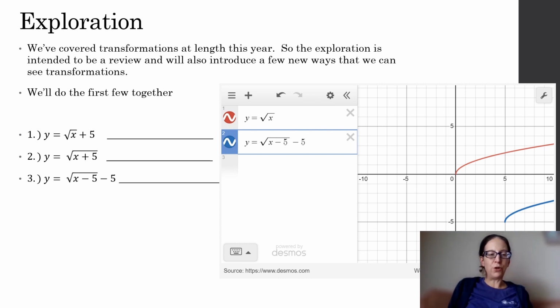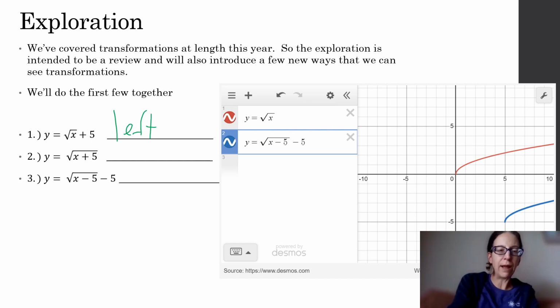And what you should see is that it's the same shape graph, and it is moved left 1, 2, 3, 4, 5, so that the endpoint is down here at a -5. And so on your paper, you would write down left 5. Okay?